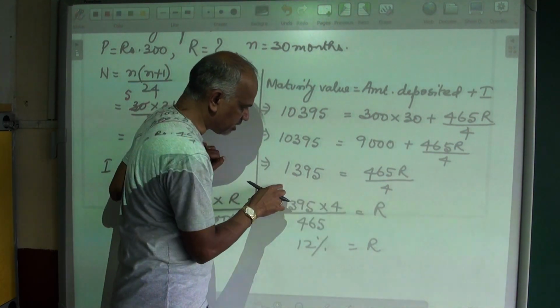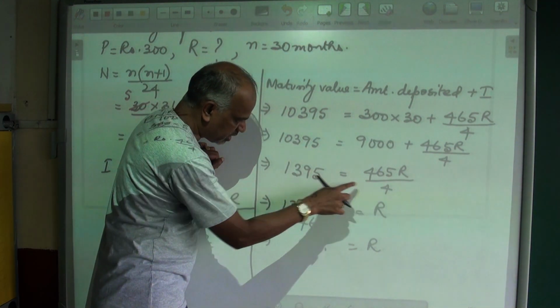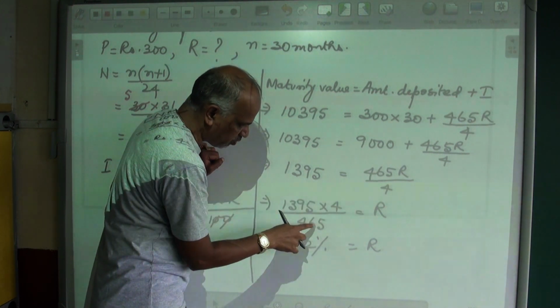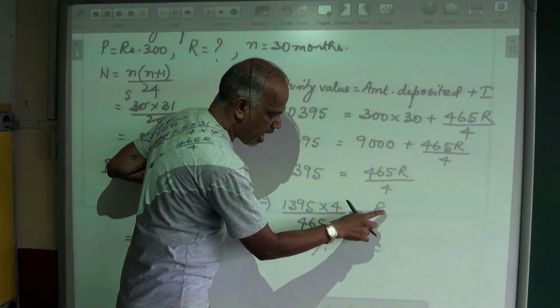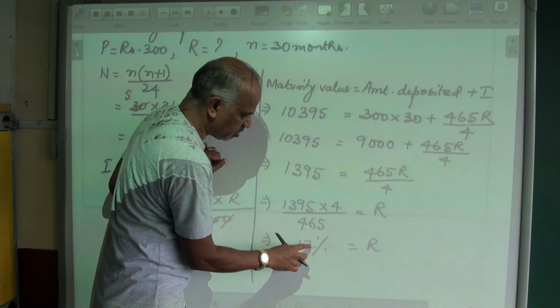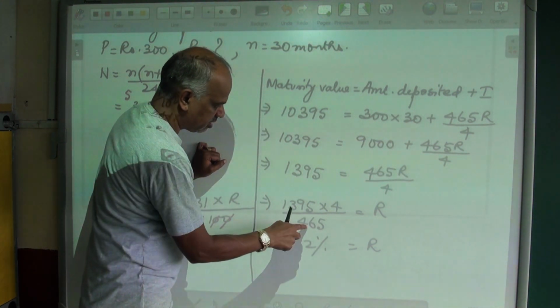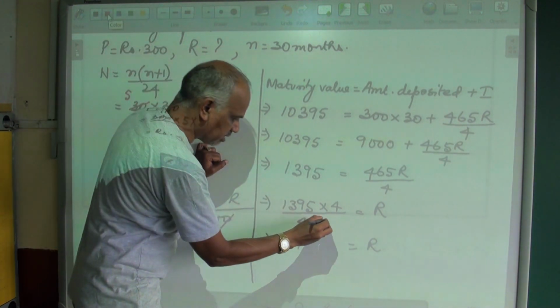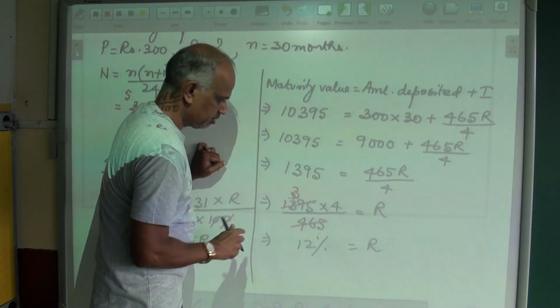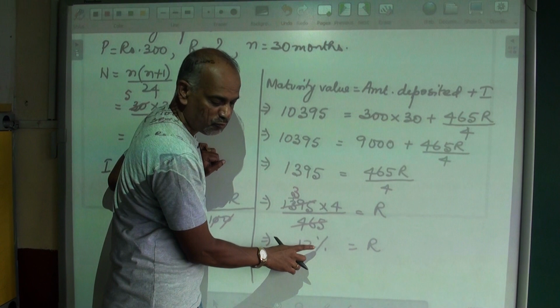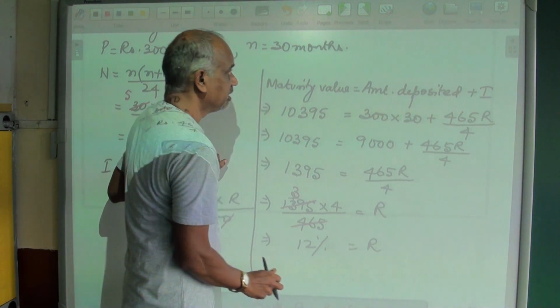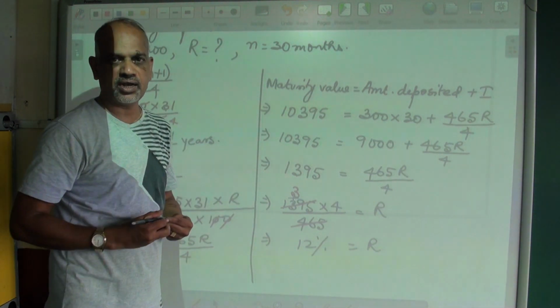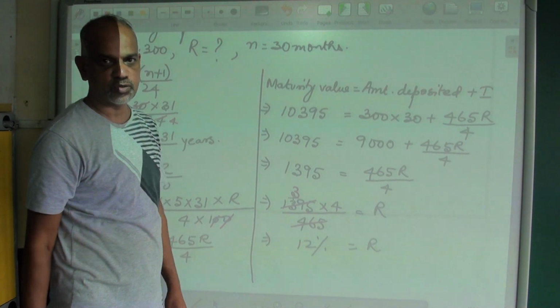Bring these numbers this side. 1,395 into 4 divided by 465 is equal to R. If you simplify this, it gets cancelled 3 times. So 3 into 4 gives you 12% as the rate. That was the question. You have to find the rate of interest. The rate of interest is 12%.